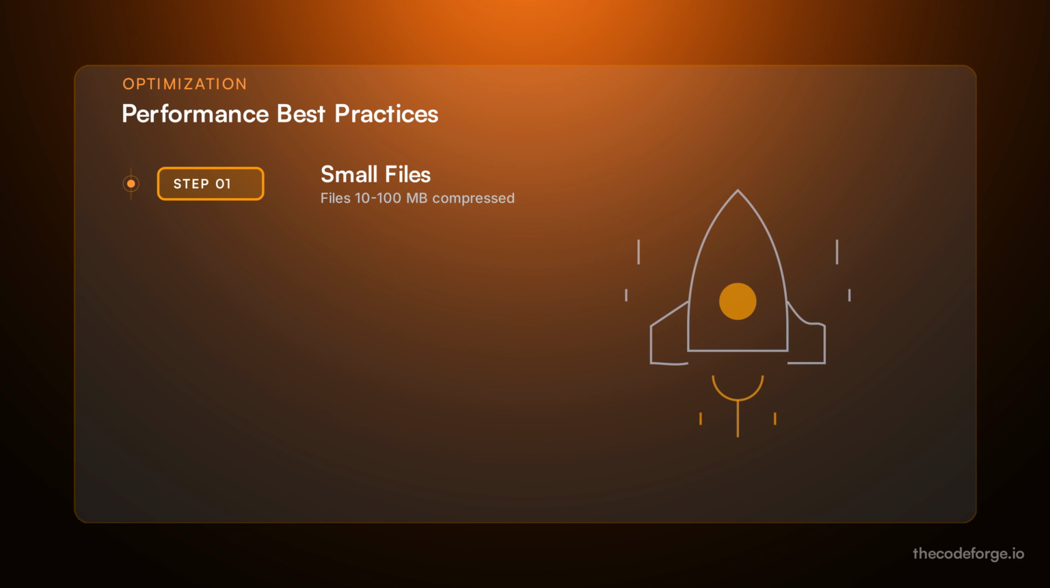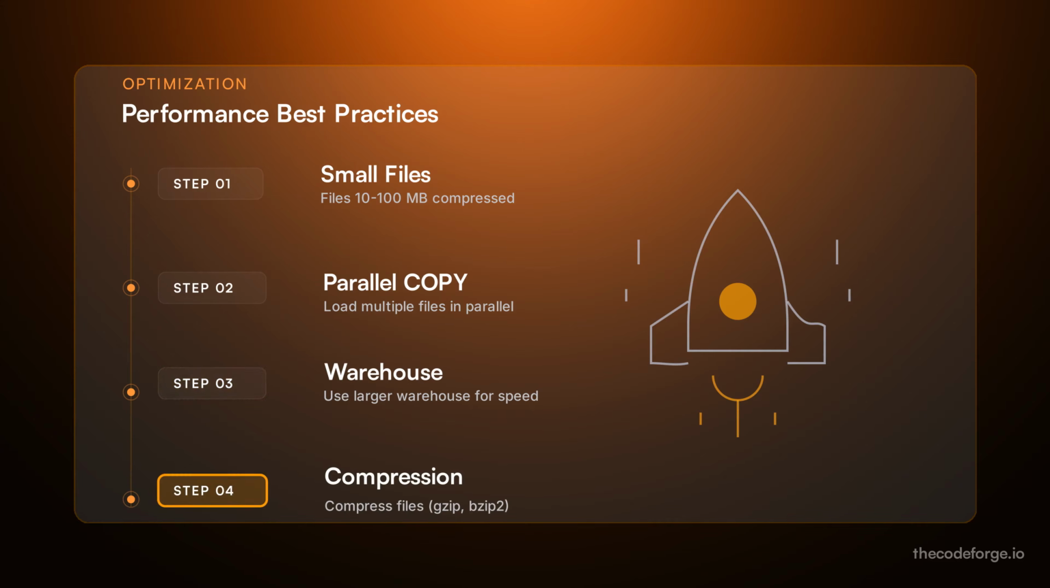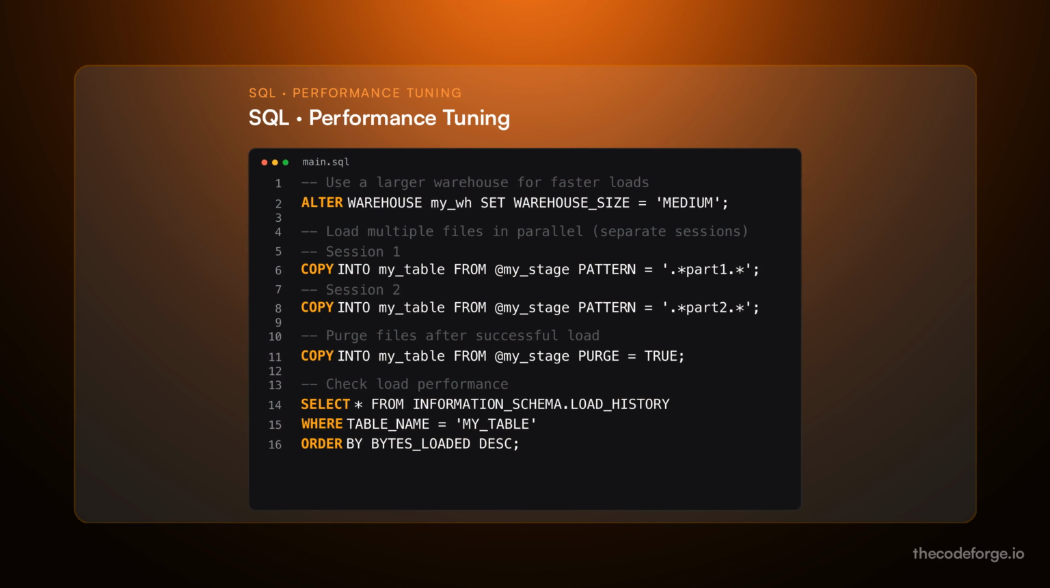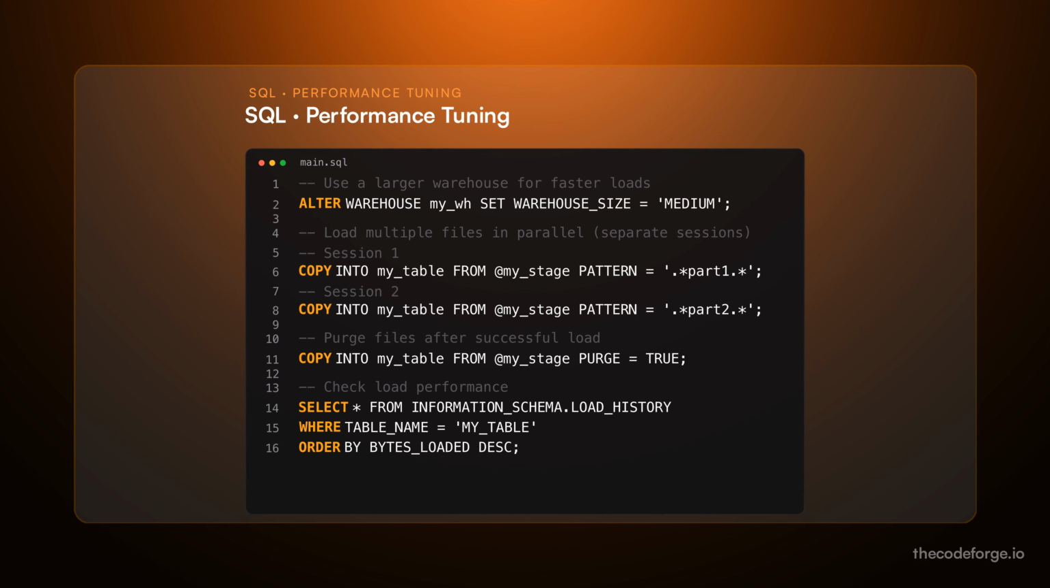Want lightning-fast loads? Keep your files compressed between 10 and 100 MB. Scale up your warehouse and fire off loads in parallel. Smaller files plus more compute equals instant data. We instantly scale to a medium warehouse, then hit the stage with parallel sessions. Boom, massive throughput. Append purge equals true to auto-delete the source files and keep your stage spotless.